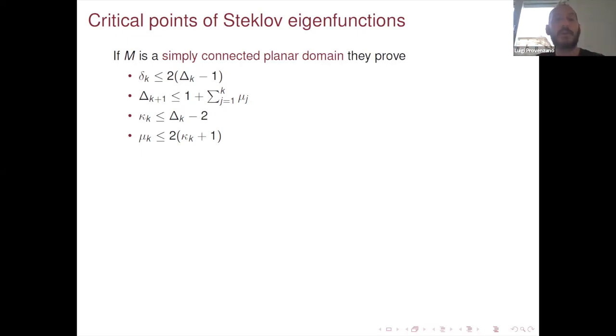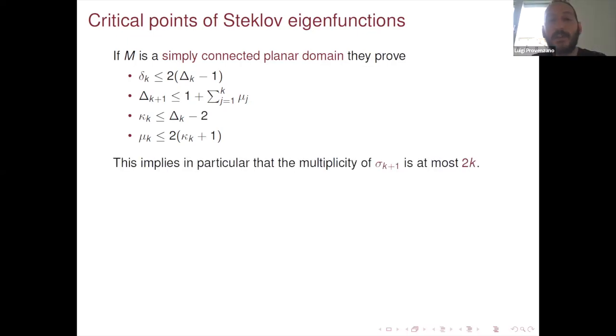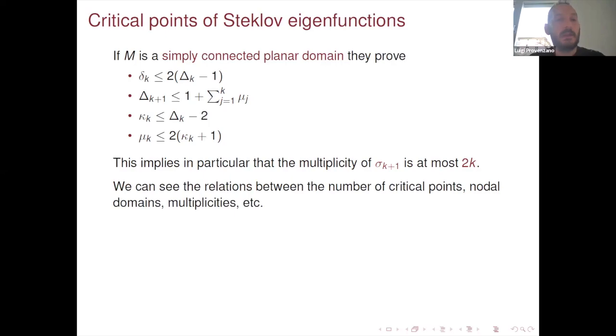So you see that these four quantities, nodal counts, number of critical points, multiplicities, are somehow related, at least in this simply connected case. In particular, now I come back to my notation that I will use again from now on, that the multiplicity of the k plus one eigenvalue, when I repeat the multiplicity, is at most 2k. So these results imply a multiplicity bound on the k plus one eigenvalue. And again, I repeat, we can see relations between these four quantities from these inequalities.